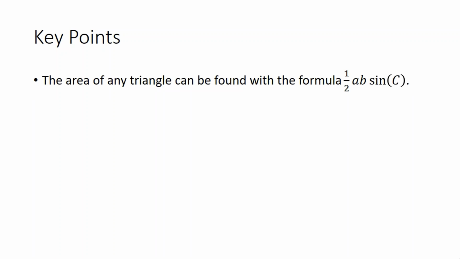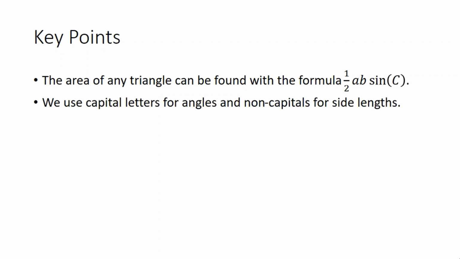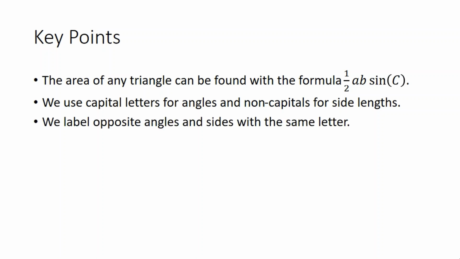Okay, the key points from this video. The area of any triangle can be found with the formula half AB sine C. And it is important to note that this is any triangle, not just right angle triangles, not just some special triangle. This formula will work for any triangle as long as you know the right bits of information about it. We use capital letters for the angles and non-capitals for the side lengths. And we make sure that we label them in pairs. So we label the opposite angles and sides with the same letter.